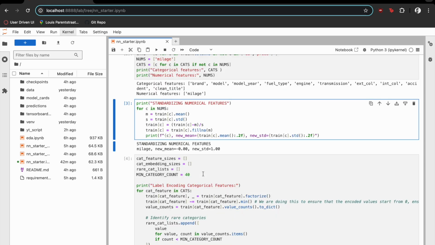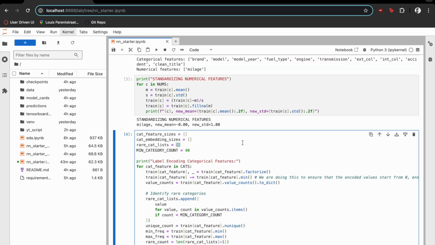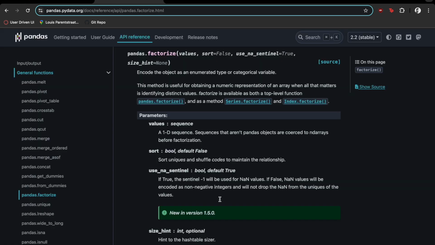Now, coming to the data processing of our categorical features. First step we want with our categorical features is to convert them into numerical values so that the model can understand. To convert our categorical features into numbers, we are using the factorize method from the pandas library. This method is useful for obtaining a numerical representation of an array of categorical values. For further reference, I will leave this method's documentation in the description below.